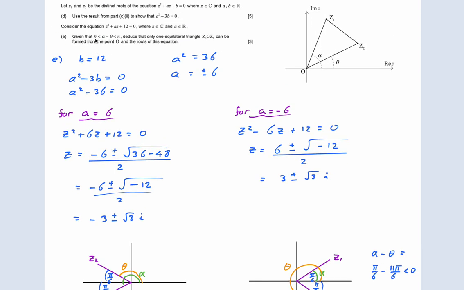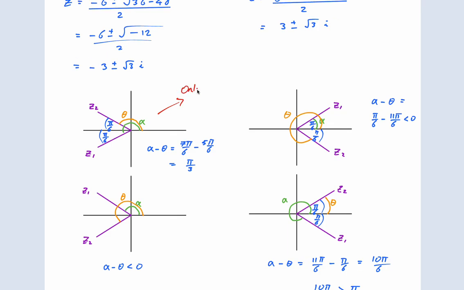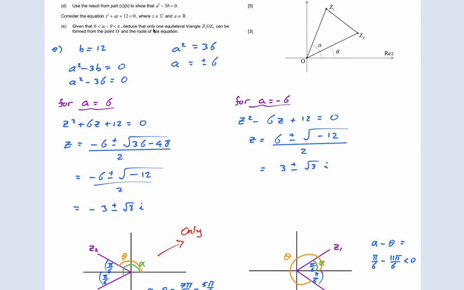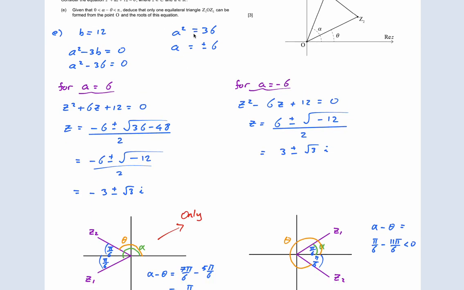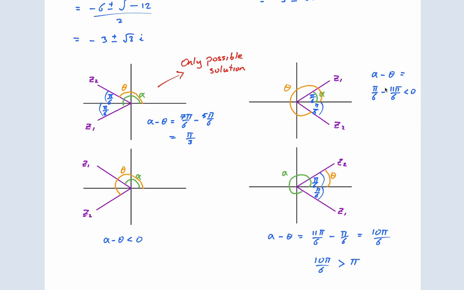So it says, given this, deduce that only one equilateral triangle can be formed from the point 0 and the roots of this equation. So this one, guys, is the only possible equilateral triangle. Let's just write only possible solution. These ones are not, because this guy's angle is less than 0, this guy's angle is less than 0, and this guy's angle is greater than pi.